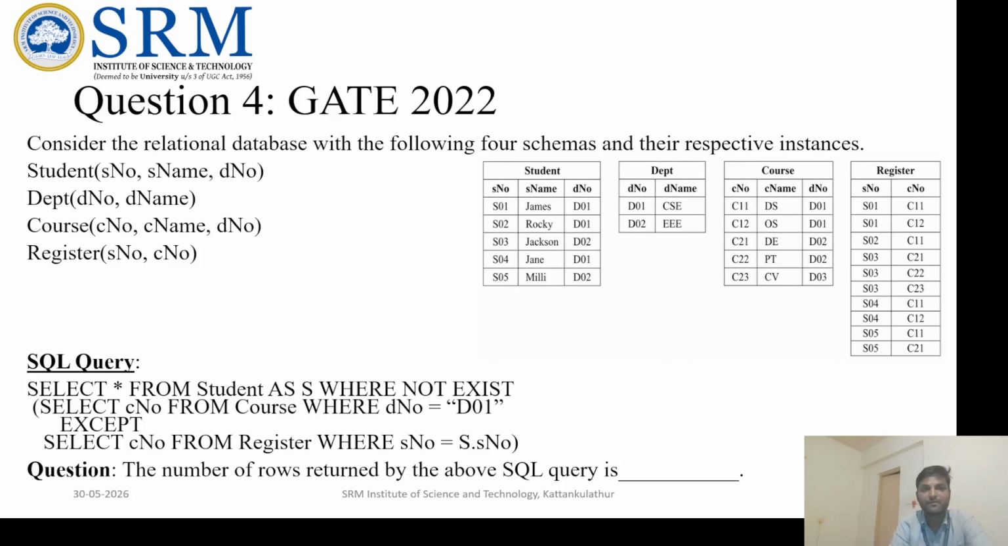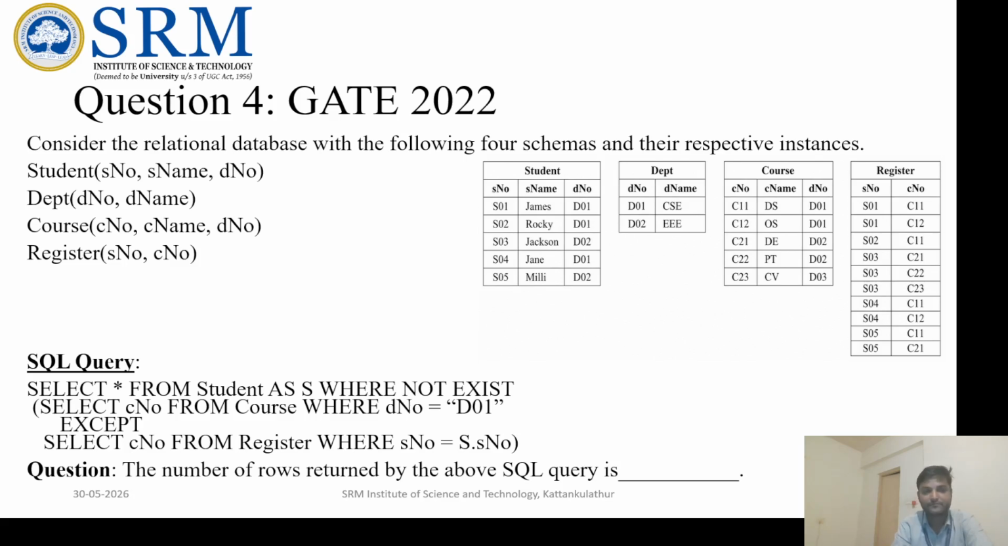Next question. We have 4 tables. Consider the relational database with the following 4 schemes and their respective instances. These schemes are student: student number, student name, department number. Another relation is department: department number, department name. Then course: course number, course name, and department number. Register is basically a mapping between student and the course, so student number and course number are there.